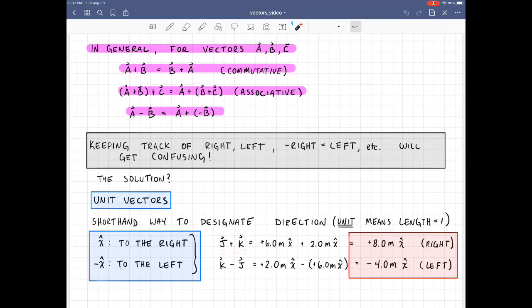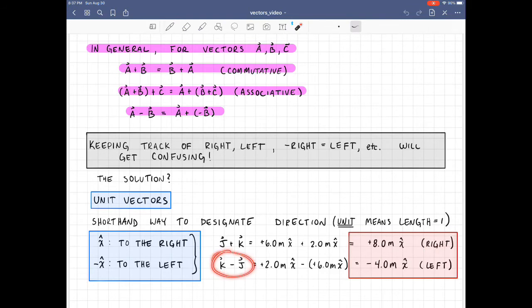And so let's look at our examples from above. j plus k. Well, j was plus 6 meters in the x hat direction. k was plus 2 meters in the x hat direction. So you add those together and you get plus 8 meters in the x hat direction, which I point out here is to the right.